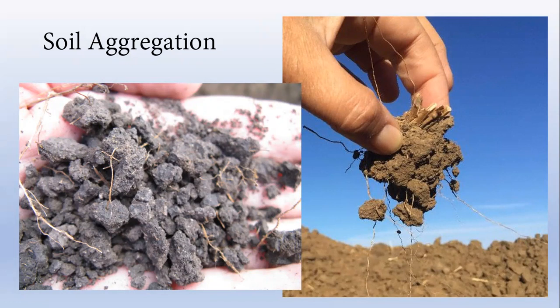So we think about it like this: if there's less surface area for nutrients to stick to the soil peds, that means there are more nutrients available for the plants. And it also creates more soil pores for water and air infiltration into the soil.